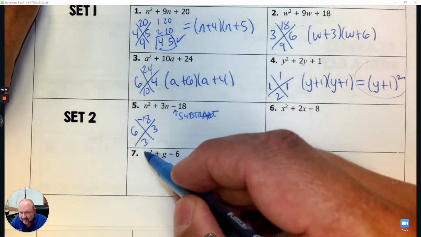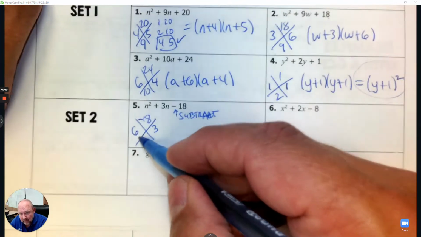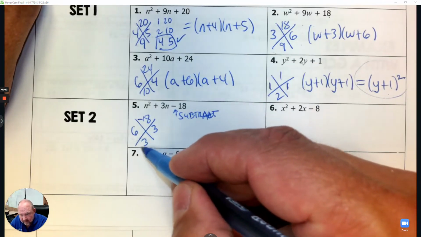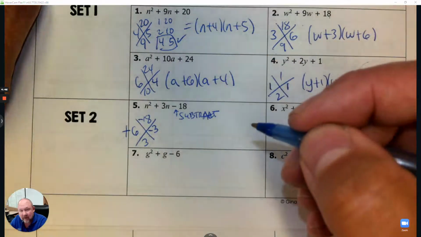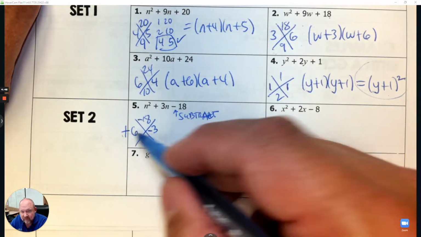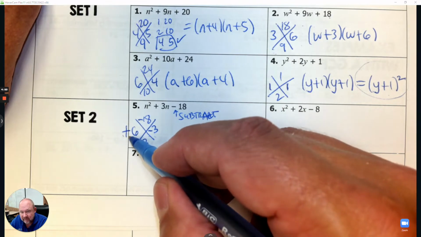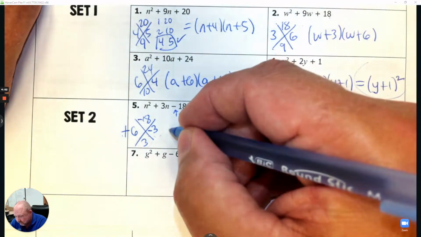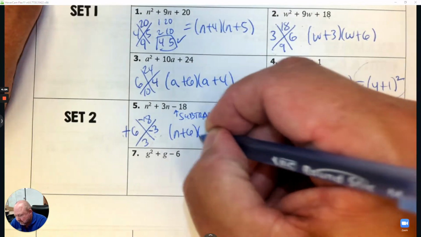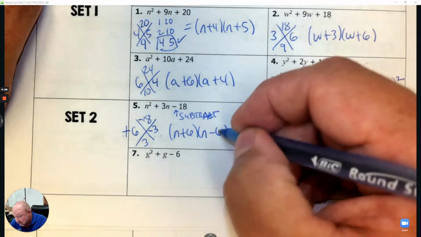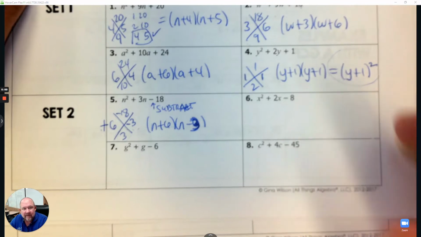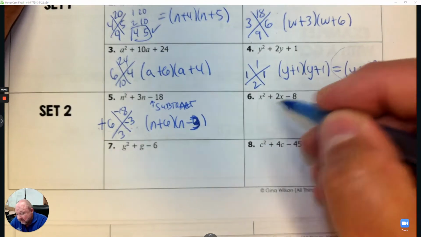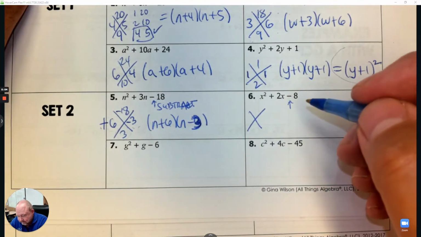They subtract. Then when this number here is positive, the larger number is positive and the smaller number is negative. So 6 times -3, 6 take away 3, it all fits. So we have n plus 6 and n subtract 3. There it is. Again, when that's negative, you're subtracting.